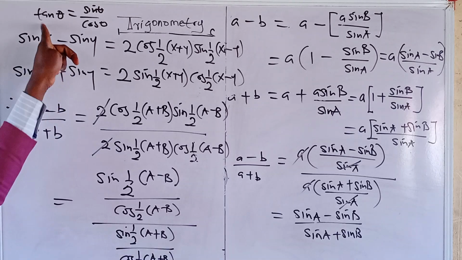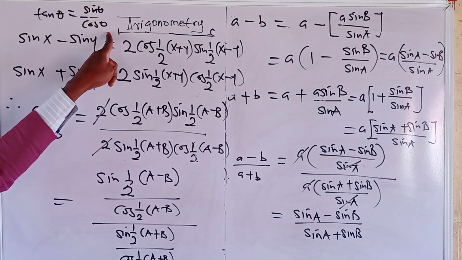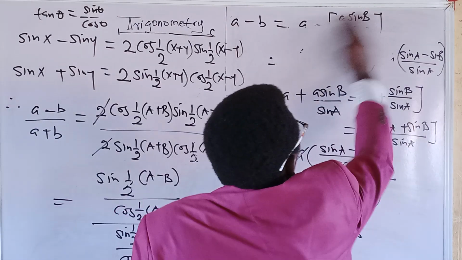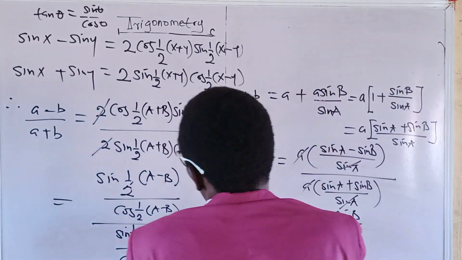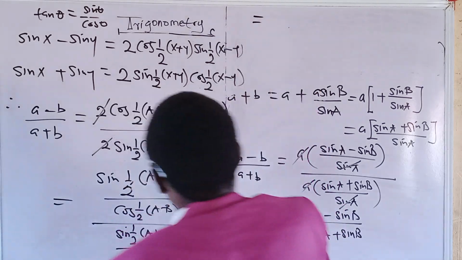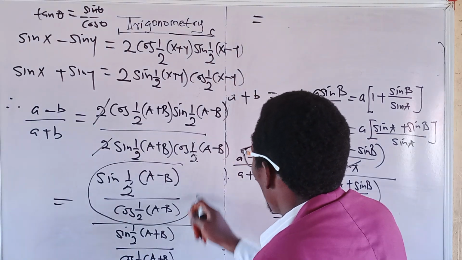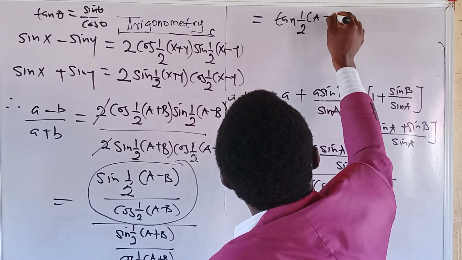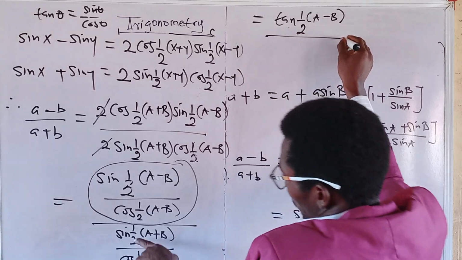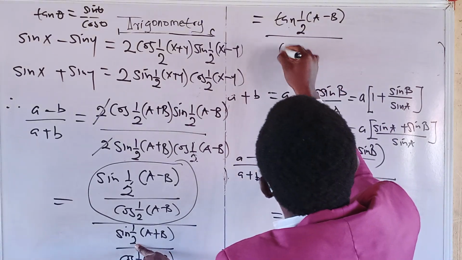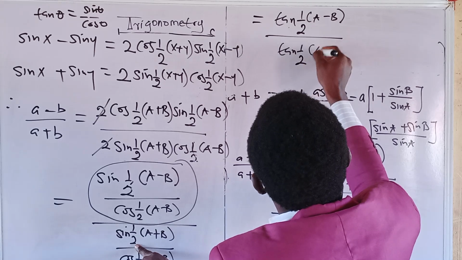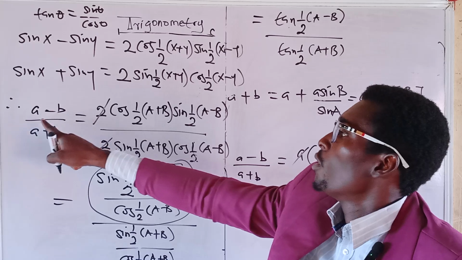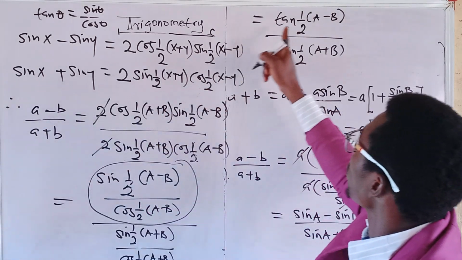Now, from what I said, that tan of theta is equal to sine of theta over cosine of theta, we can replace these two expressions by writing, in place of this numerator, we put tan of half of (A minus B), all right? Then divided, in place of this denominator, we put tangent of half of (A plus B). So we see we're able to prove that (A minus B) over (A plus B) is indeed equal to this expression.